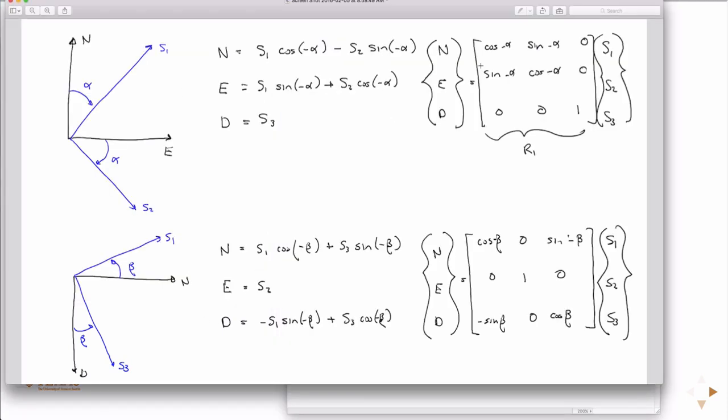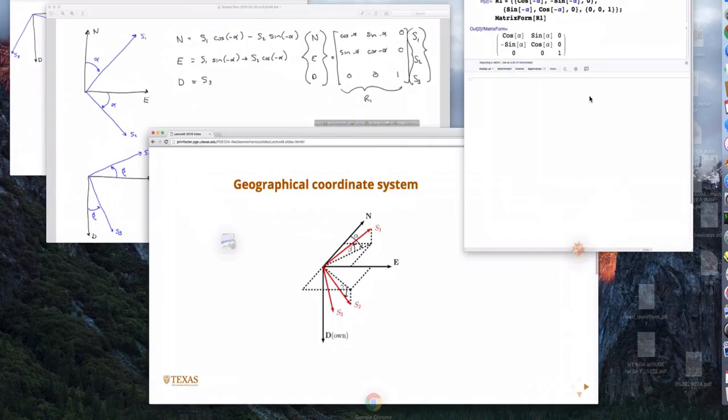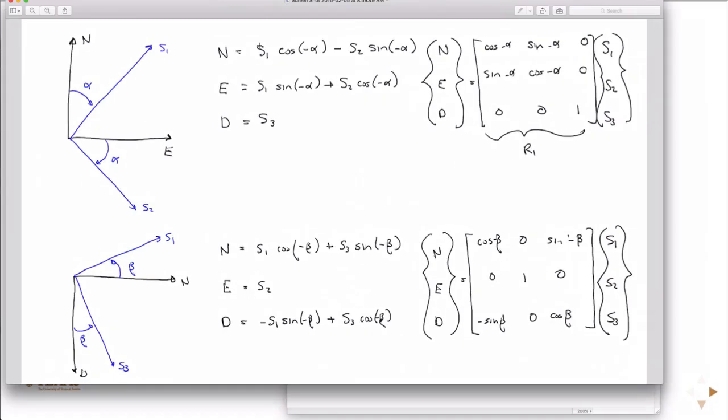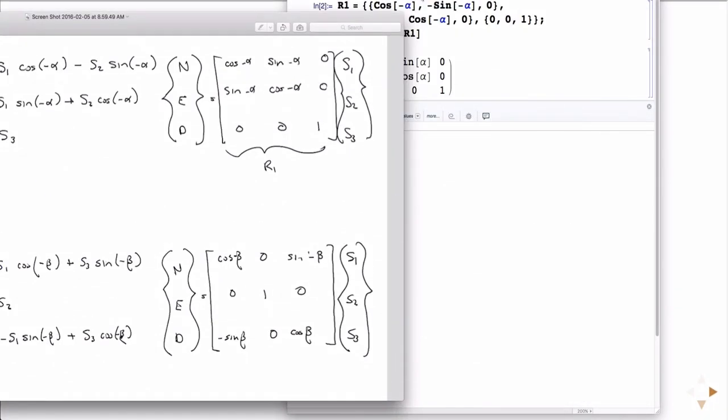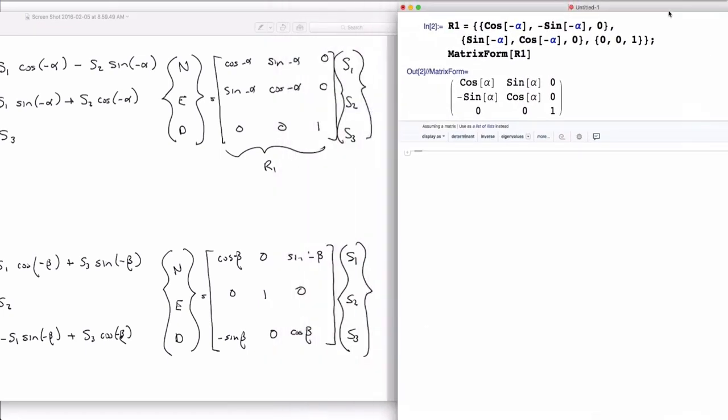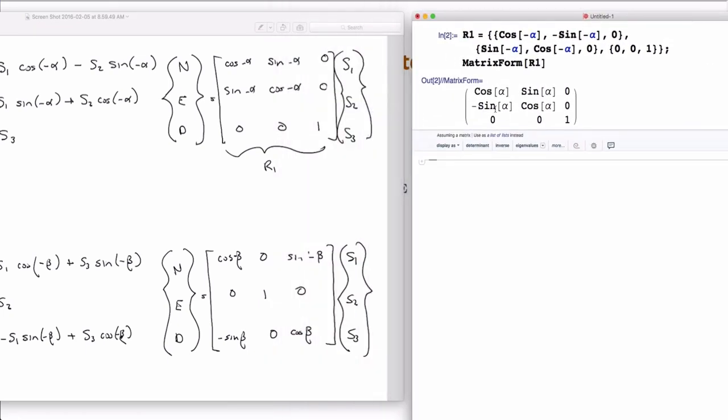So you can see that R1 is exactly as I've drawn it here, okay? So I can get both of those up. Right. So R1, R1. Okay. I'm just going to put the other ones in.